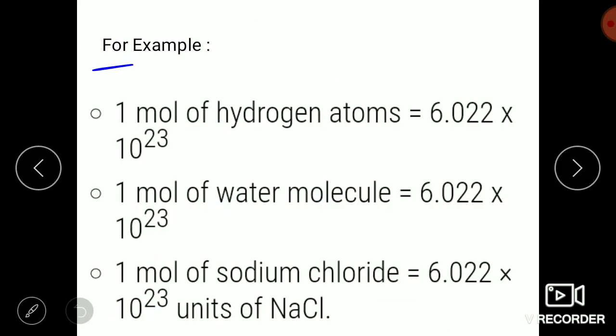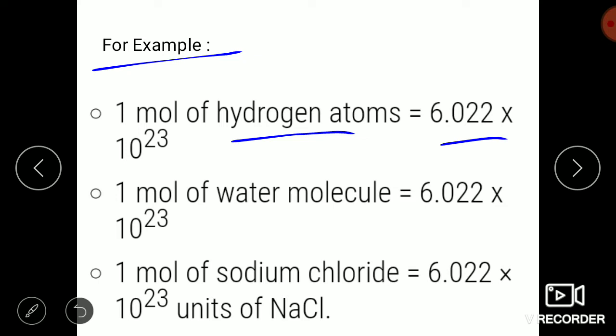Okay, see some example here. For example, if you are talking about 1 mole of hydrogen atom, do remember only one mole of H atom, not H2 gas. We are not talking about hydrogen gas, but we are talking about hydrogen atom. What will be the value? Since we are talking about 1 mole, the number will be Avogadro's number.